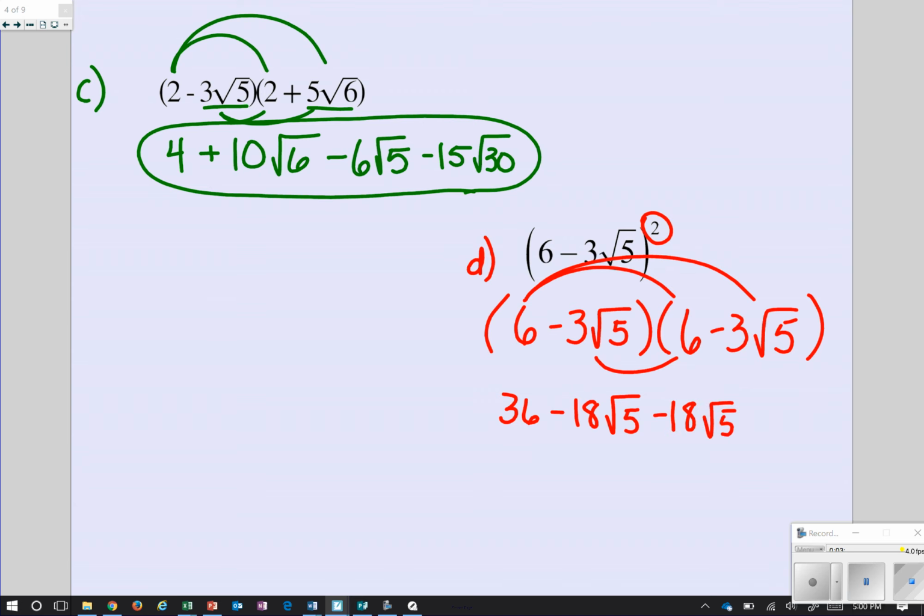And for this one, we have to be careful. The negative 3 times the negative 3 gives us 9. And the square root of 5 times the square root of 5 gives us 5. So this is actually going to be plus 9 times 5, which will eventually be 45. We could have written that in one step and just written 45. Now let's simplify everything we can. We know that this is 45. So 36 plus 45 is 81. And when we add our 2 expressions with the square root of 5, we get minus 36 times the square root of 5.